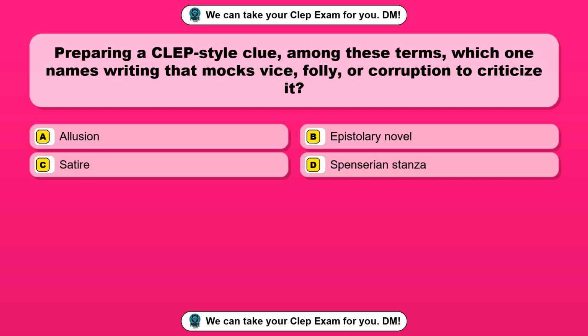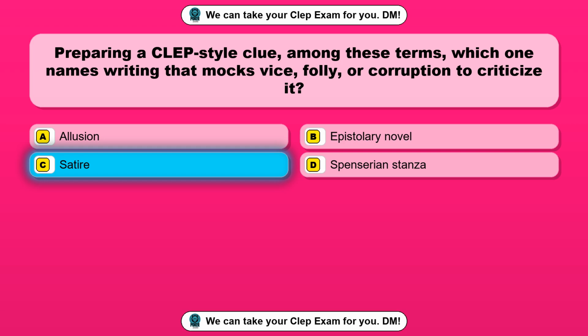Question 93. Preparing a CLEP-style clue among these terms, which one names writing that mocks vice, folly, or corruption to criticize it? Option A, allusion. Option B, epistolary novel. Option C, satire. Option D, Spenserian stanza. The correct answer is option C.